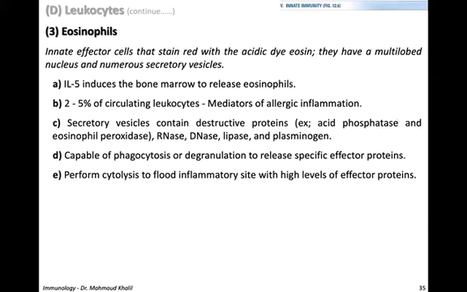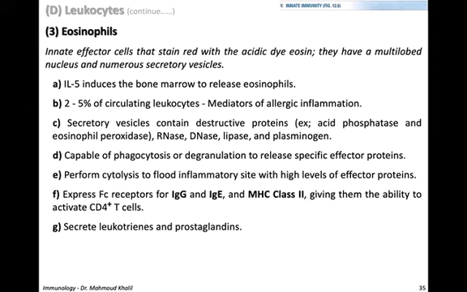The secretory vesicles inside the eosinophils contain destructive proteins like acid phosphatase and eosinophil peroxidase, as well as RNase, DNase, lipase, and plasminogen. They are capable of phagocytosis or degranulation. They can degranulate to release these specific effector proteins. They can perform cytolysis to flood the inflammatory site with a high level of effector proteins.